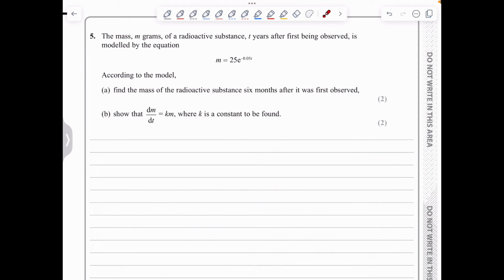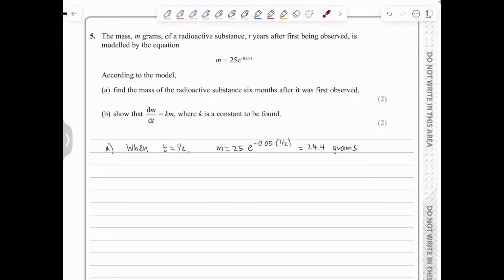In question 5, the mass m grams of a radioactive substance t years after being observed is modeled through this equation here, and we need to find the mass 6 months after it was first observed. Well, since the time is measured in years, 6 months means that t is a half. So when t is equal to a half, we get that m is 25 times e to the minus 0.05 times a half. Plugging this on the calculator gives us 24.4, and this is grams. We need to include the units because this is a modeling problem.